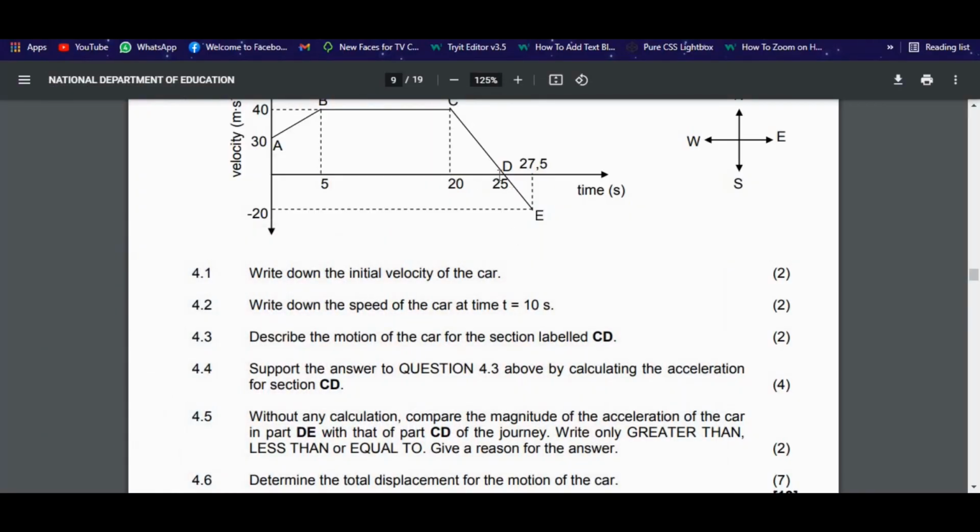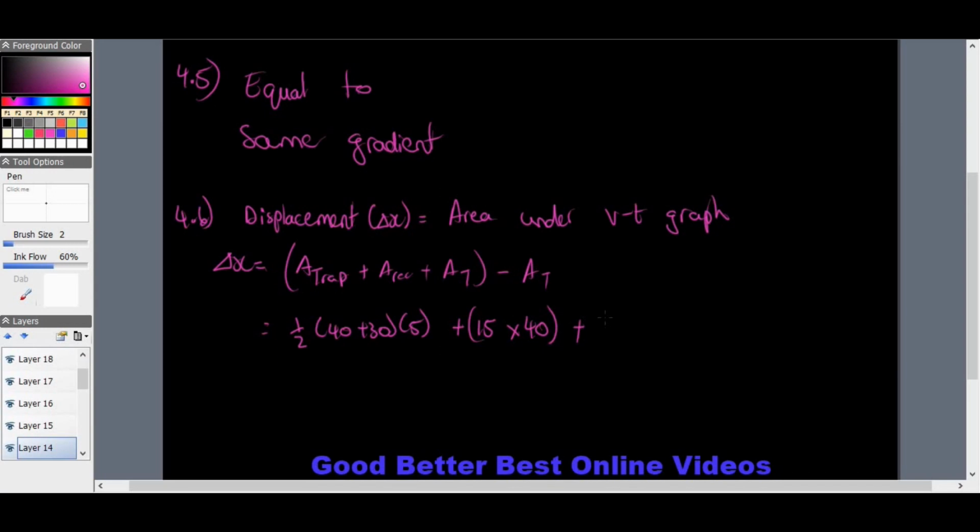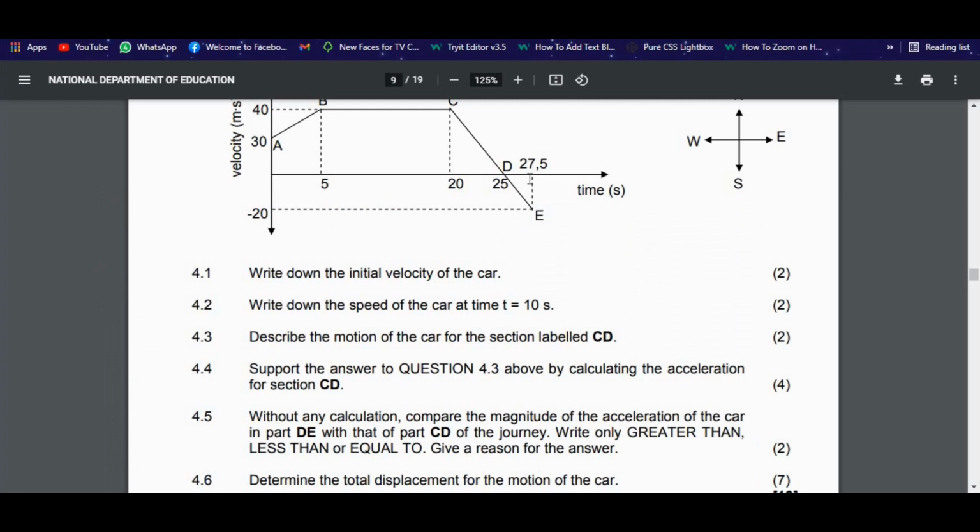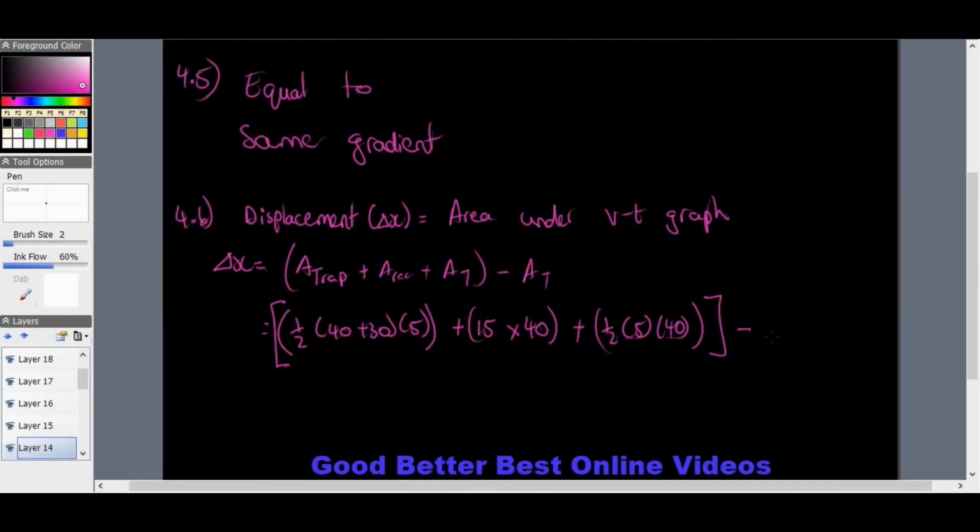So half of the base here from 20 to 25 is 5, so we have plus half of 5. You just bracket this also and square this. Half of 5 times height, which is also 40, and bracket that as well. And now we've got minus the little triangle at the bottom here. You can see from 25 to 27 and a half, that's 2.5 seconds, so that's the base, so that is half of 2.5 times the height at the bottom there, because it's a negative graph.